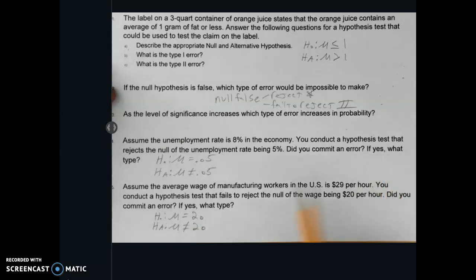Okay. Well, the average wage of manufacturing workers in the US is $29, and we failed to reject the null. Therefore, we essentially said that the mean is equal to $20 because we didn't reject this. That is a type 2 error. Remember, a type 2 error occurs when we fail to reject the null and the null is false. Here, we failed to reject the null and the null of $20 is false because the true average wage is $29.